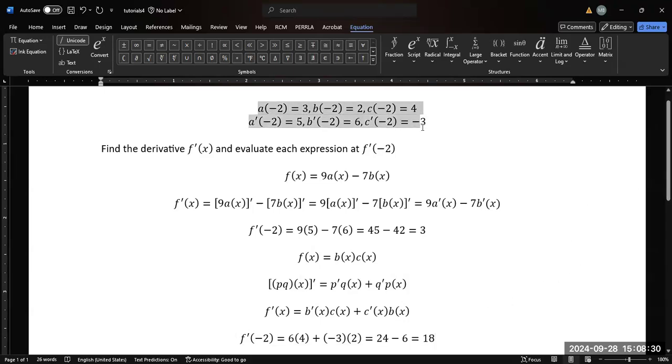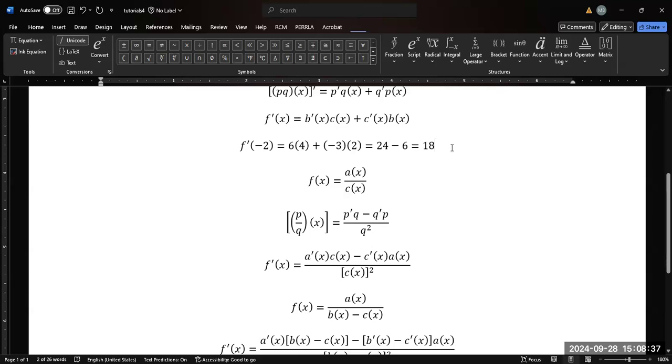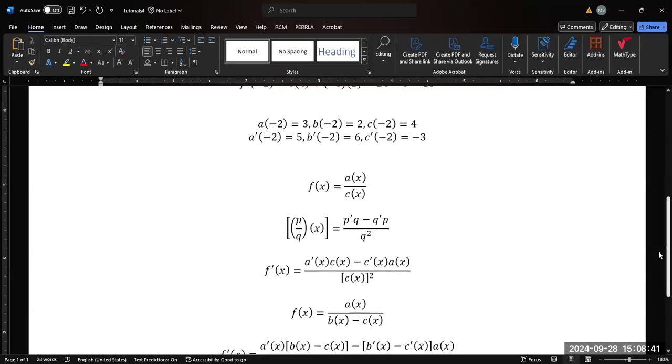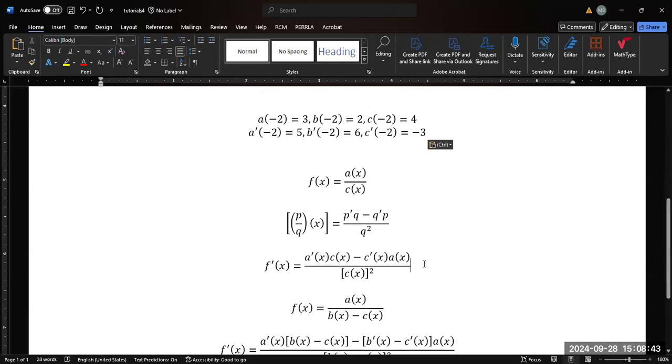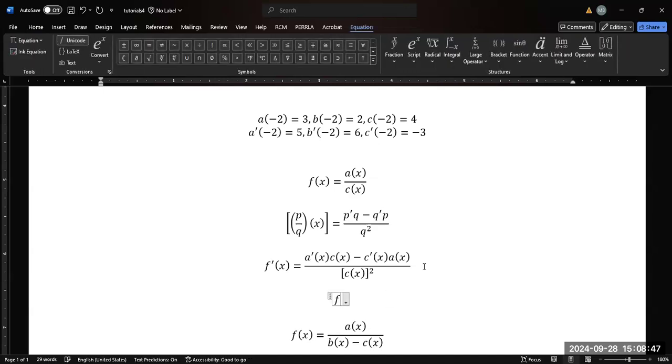Now I'm going to copy these down so that they're a little easier to reference as we go. All right, so now let's think about our next expression right here. So F prime of -2, again, we're plugging into our formula here.